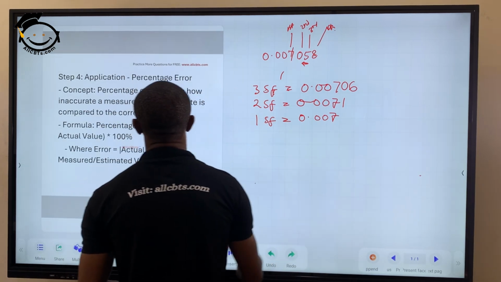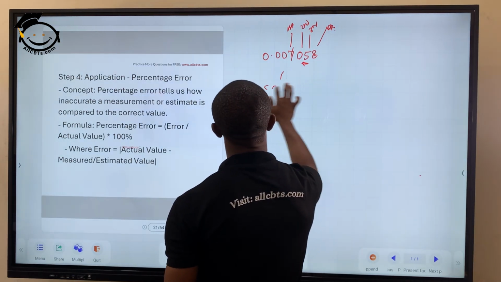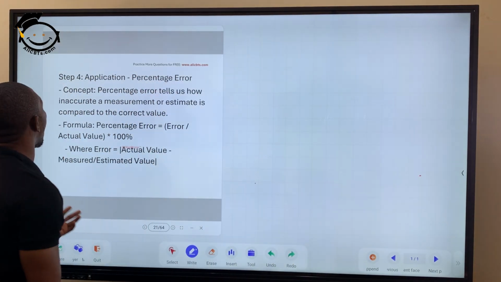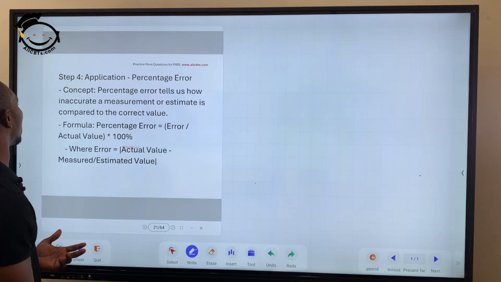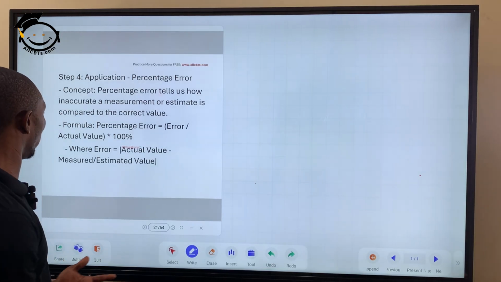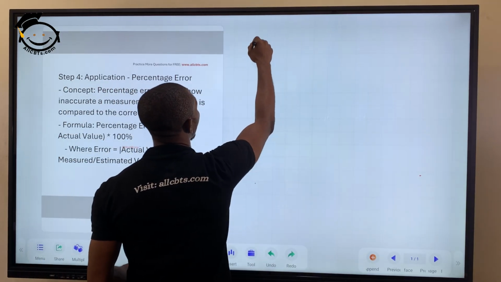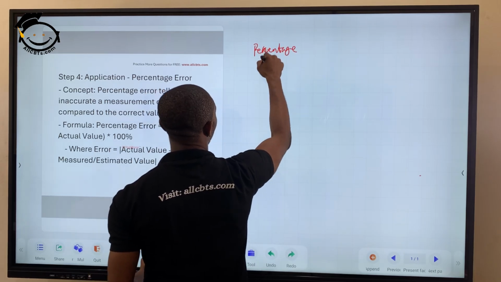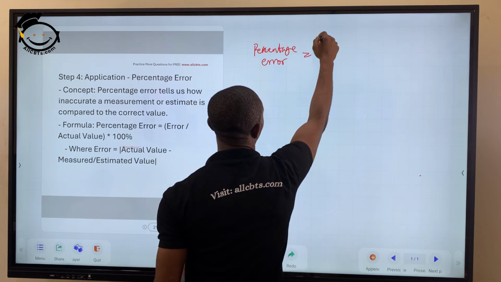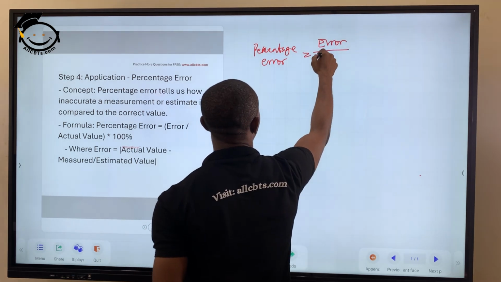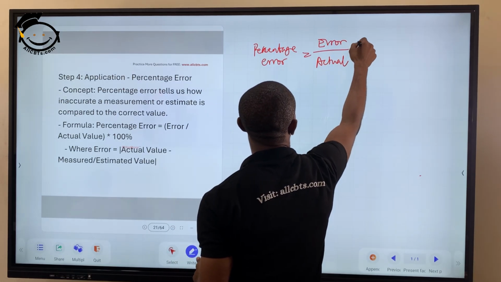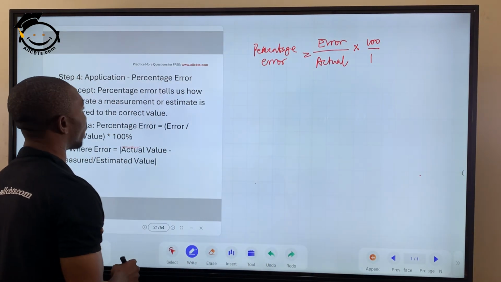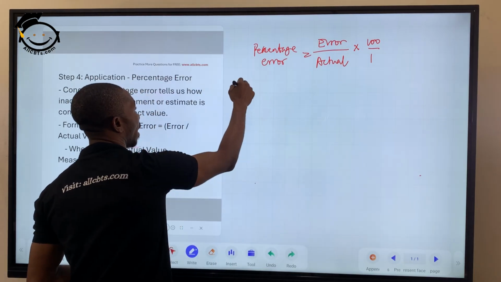Alright, next we'll be looking at percentage error. Now, percentage error tells us how inaccurate a measurement or estimate is compared to the correct value. And the formula for percentage error is: percentage error equals error over actual, times 100 over 1.